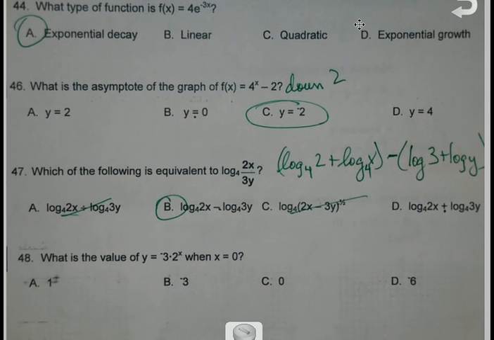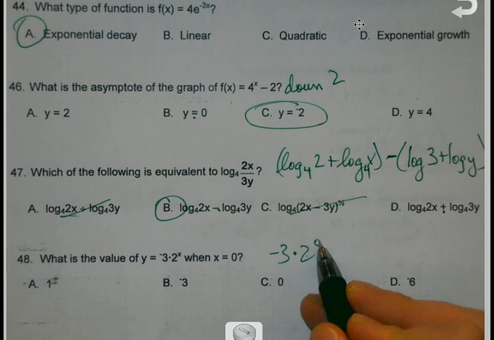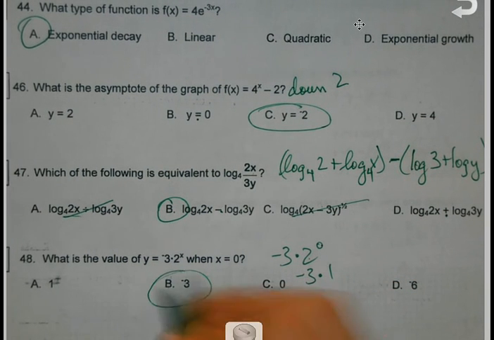And then finally, what's the value of negative 3 times 2 to the x when x equals 0? I can plug it in the calculator, or anything to the 0 power just equals 1. Negative 3 times 1 is negative 3.